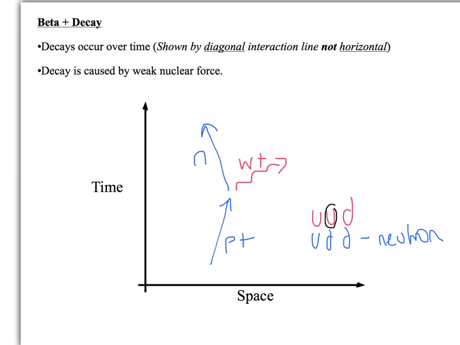Well, the W+ boson itself decays into two particles, so it forms a E+, or it's often called a beta+ particle, and also in terms of that you get a neutrino being formed due to the conservation laws, which I talk about in another video. So that's a Feynman diagram for beta plus decay. So you can see a decay occurs over time, that's why the interaction line is angled upwards.